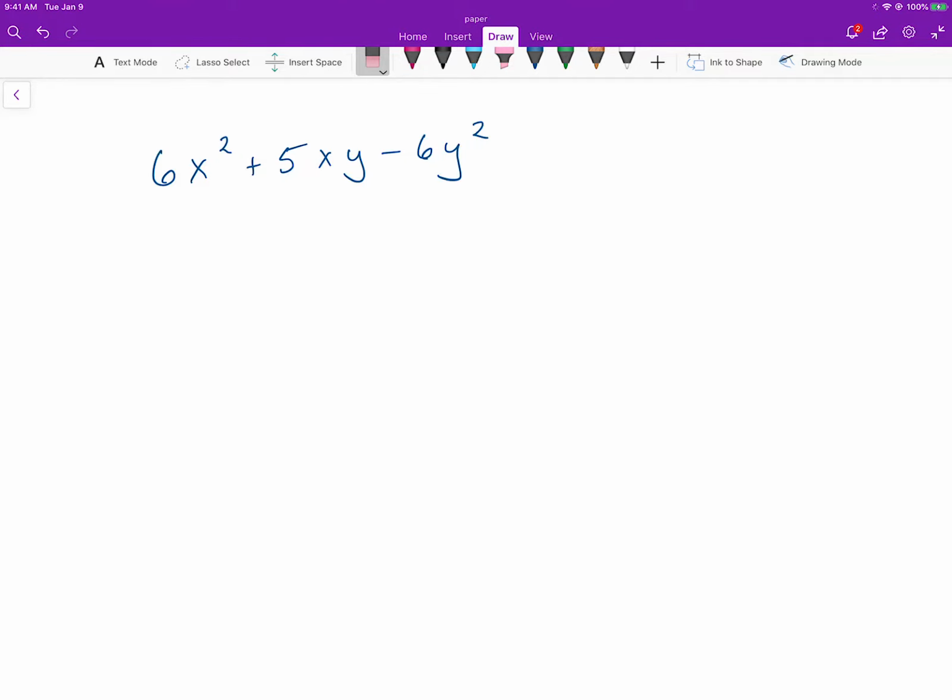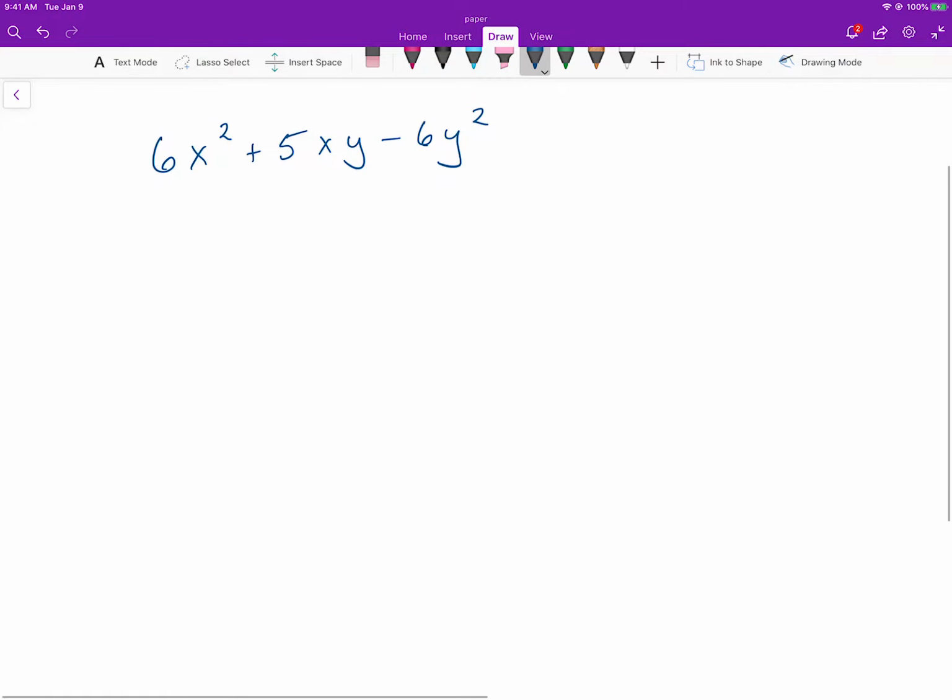So this is a problem from the cumulative review, and it's a little tricky because we have an x squared and a y squared, but we can factor this problem just like we factor a regular quadratic. Let's first think of it without y squared, because visually it's complicated just because all of a sudden we have an x squared and a y squared. So what if y squared wasn't in the problem?